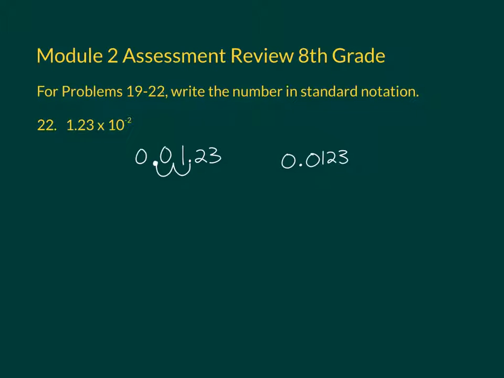0.0123. This is small enough we can read it pretty easily. This is the tenths, hundredths, thousandths, 10,000ths place. So this is 123 10,000ths. And that is 1.23 times 10 to the negative second in standard form.